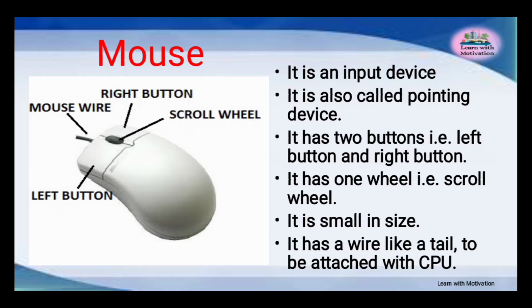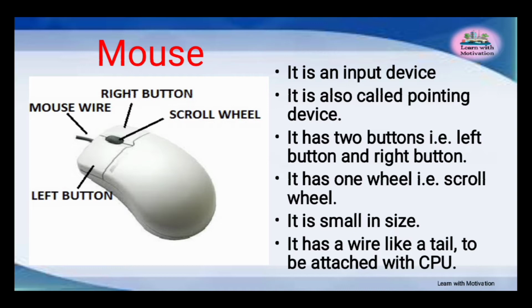Student, as you know that mouse is a part of computer. It is an input device. A device which is used to input the data is called input device. The mouse is an input device. It is also called a pointing device. We use mouse to point the thing on the monitor. That is why it is called pointing device.